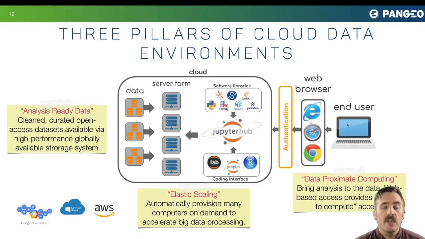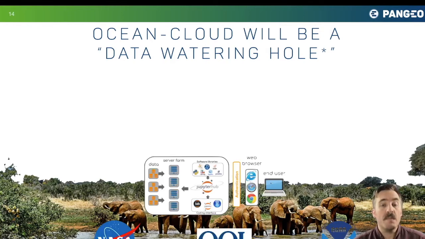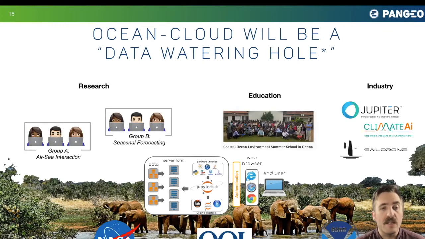So OceanCloud is really just this vision for data proximate cloud-based computing applied to the field of oceanography. If we can bring these technologies to bear on oceanography, instead of many data fortresses, we'll have a single data watering hole for oceanography. What I mean by that is if we can bring data from many different providers into a common environment where it's directly accessible to on-demand scalable computing, this is going to be a place where all kinds of different scientists, educators, and industry users come together to analyze data.